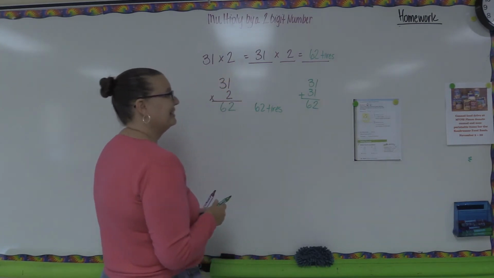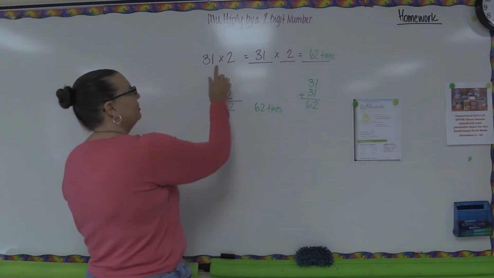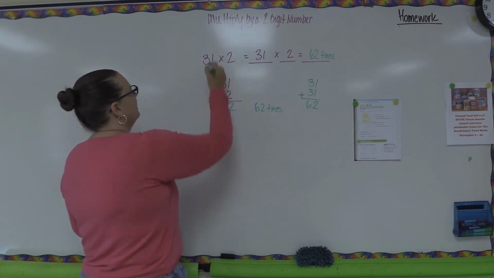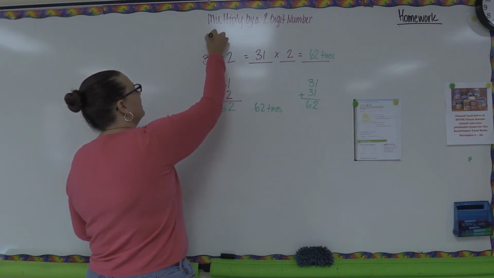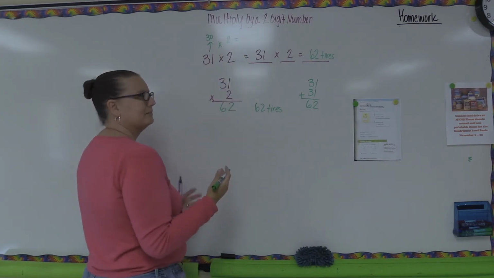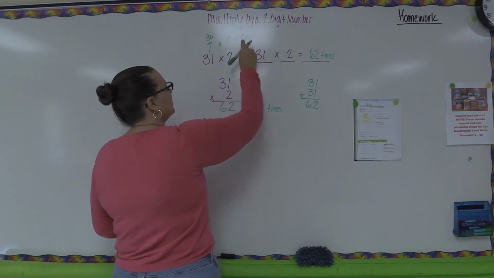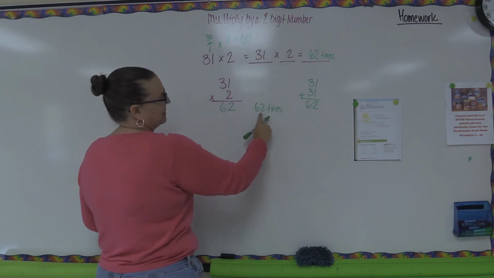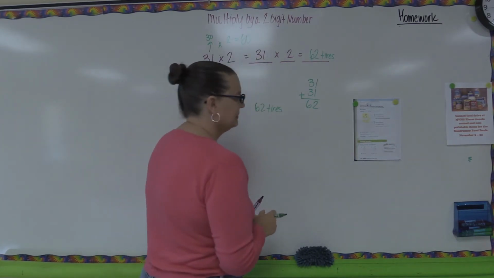You can estimate. You could take these numbers and say, okay, what's 31 close to? Well, it's close to 30. And 30 times 2 is a pretty easy multiplication problem, right? 30 times 2 is 60. So if our estimate is 60 and our answer was 62, it's reasonable.